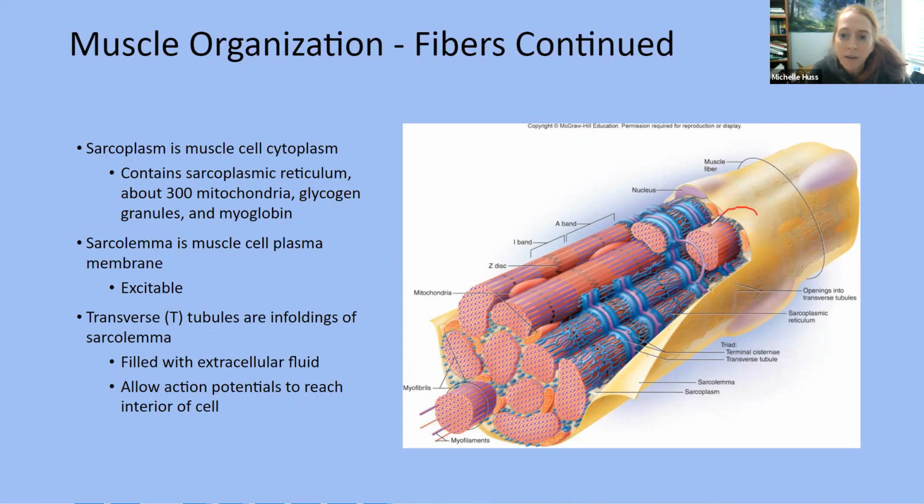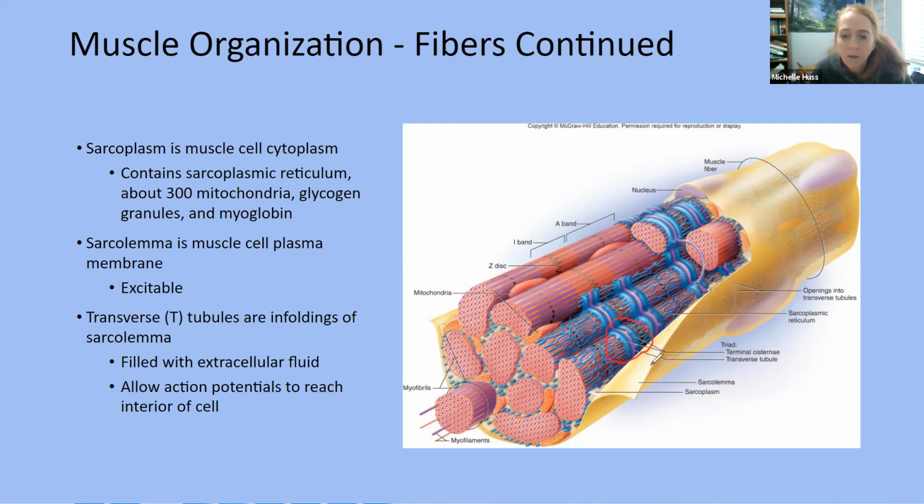Okay, so transverse tubules invaginate inside the cell. They're like little tunnels that go inside the fiber. In here they're in blue. You can see they're going through the whole cell, from the outside of the cell, the sarcolemma, all the way in. So you can just think of them as little holes. And they do have a special function. I'm going to show you some other things.